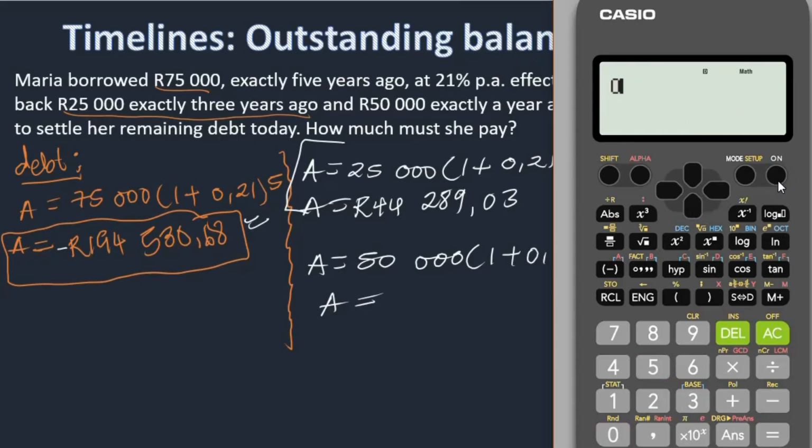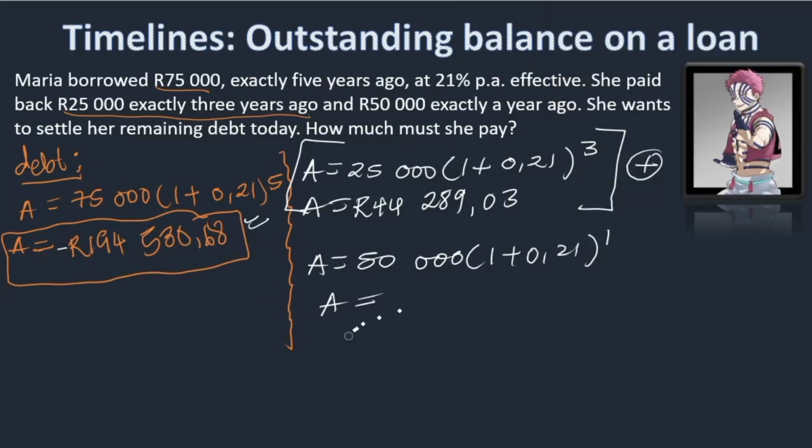50,000. I have 1 plus 0.21, and that was a year ago. I can raise this to 1, or I can just leave it like that. That amount of money is 60,500 clean.